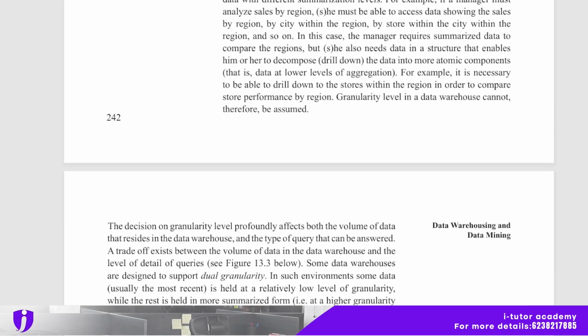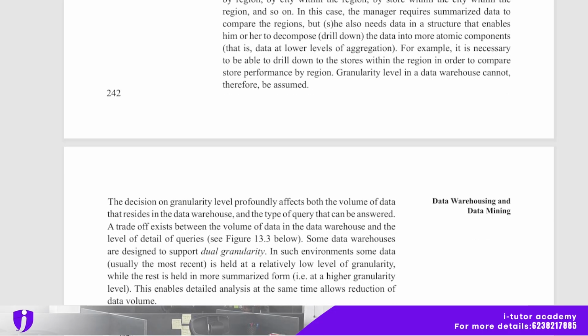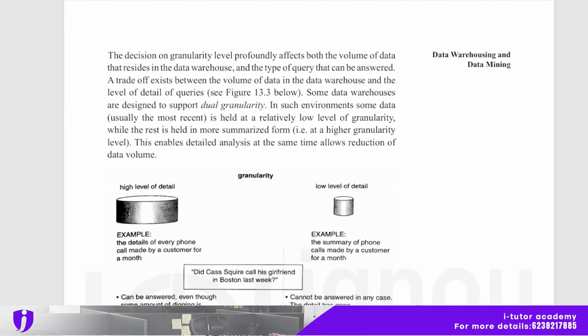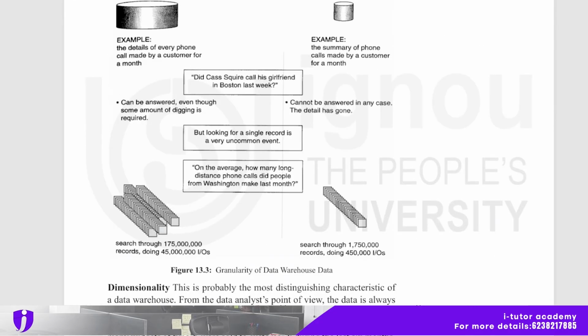The decision on granularity level profoundly affects both the volume of data that resides in the data warehouse and the type of query that can be answered. A trade-off exists between the volume of data in the data warehouse and the level of detail of queries. Some data warehouses are designed to support dual granularity, and in such an environment some data is held at a relatively low level of granularity while the rest is held in more summarized form. This enables detailed analysis, and at the same time allows reduction of data volume. For granularity, please refer to this figure.